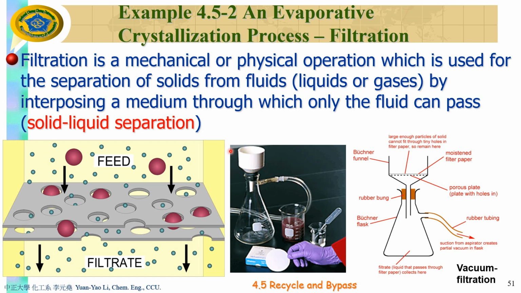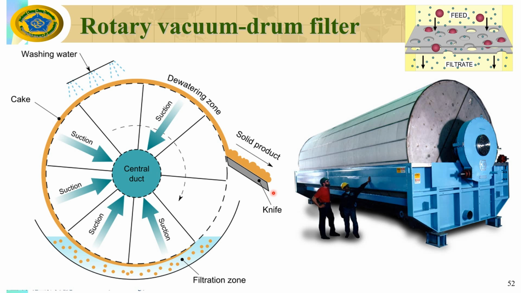Okay? Again, you do this in the laboratory, but you cannot use this in the industry. This is too slow. So you need to design a process to make this more efficient and to make it continuous, right? So you can make good products. So this is one of the examples called rotary vacuum drum filter.